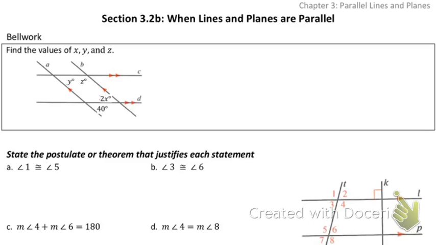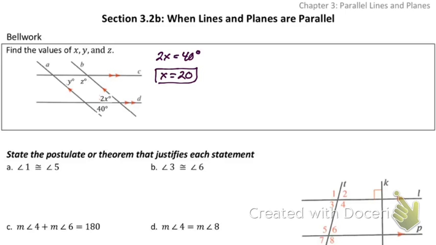I have variables. So I'm looking at that 40, I'm looking at 2x. What type of angles are they? They are alternate interior angles, so they are congruent. So that means 2x is going to equal 40 degrees, which means x equals 20. Okay, that's the easy way.